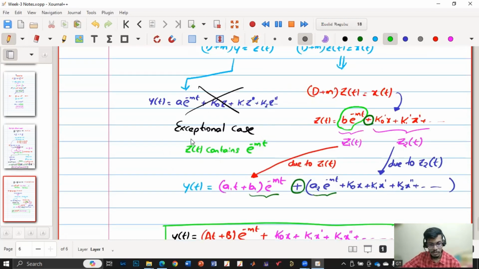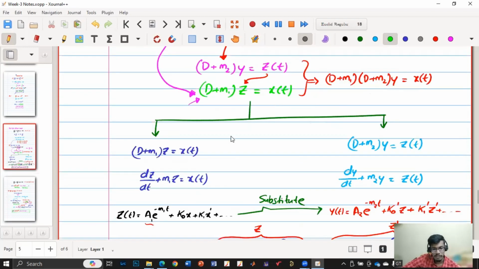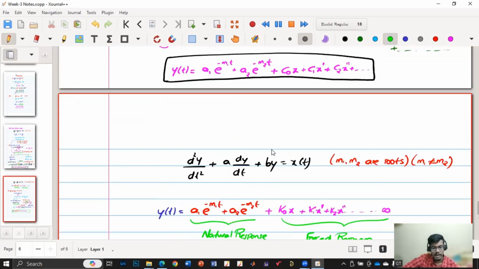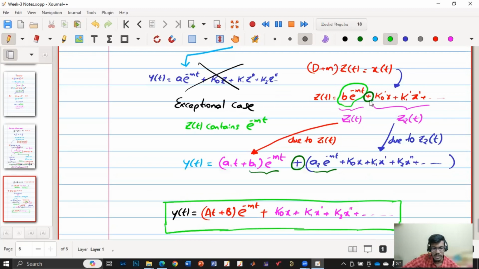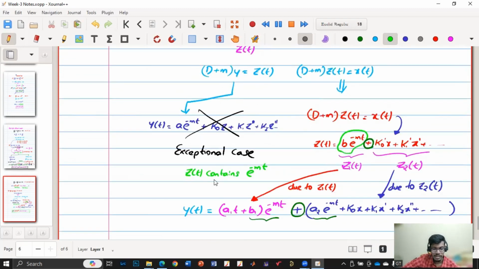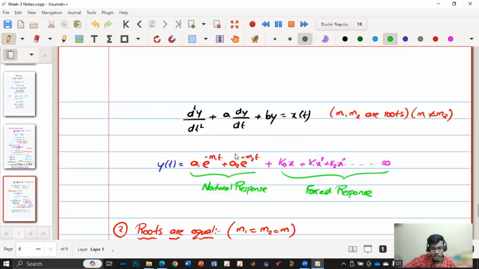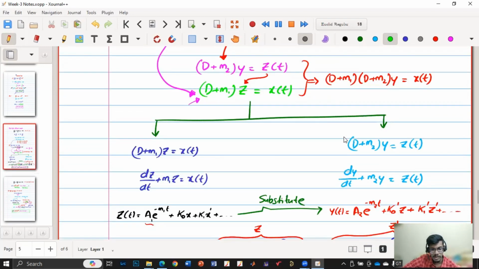Okay, sir. Let me just quickly explain this part again. If the roots are equal, then this is the equation that we'll be getting, which we are getting from this equation. After getting this, again, I have assumed z of t as well as x of t. First, I'll solve for z of t. Then I got this expression. Then in the case of solving y of t, we cannot directly write in the way that we have written previously, because there is an exception case which we have studied earlier.